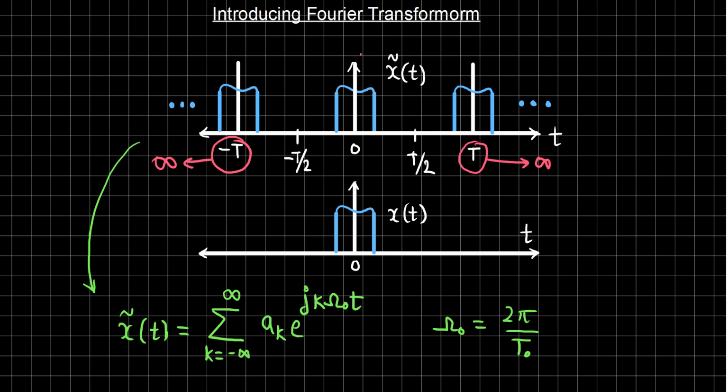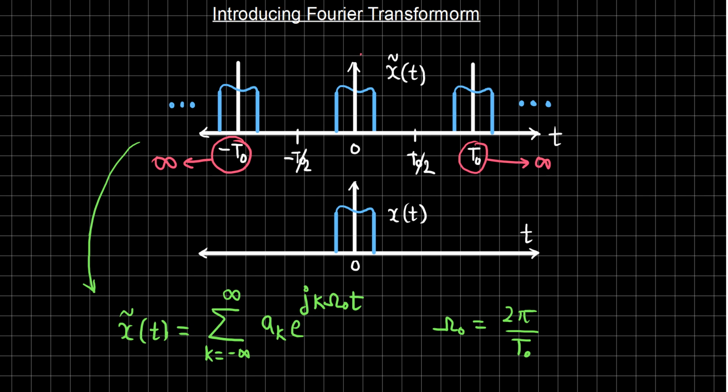So I'll represent that here. I'm considering this as t naught, so this signal is periodic with the period of t naught, that is the fundamental period. Now let us start our derivation using this equation for the Fourier series representation.